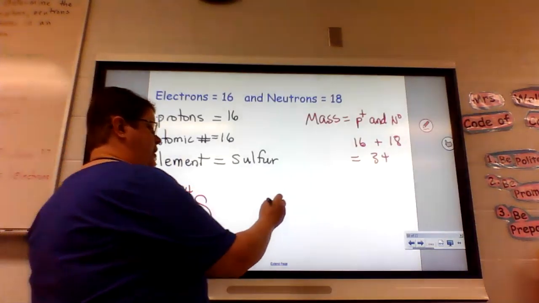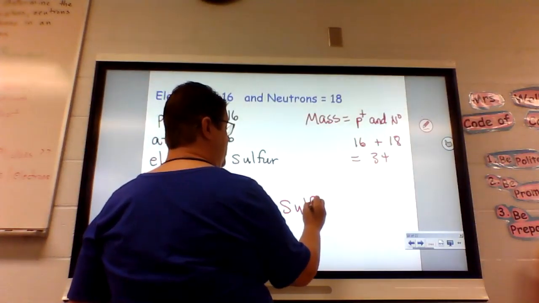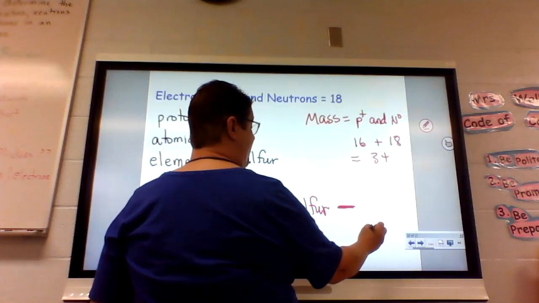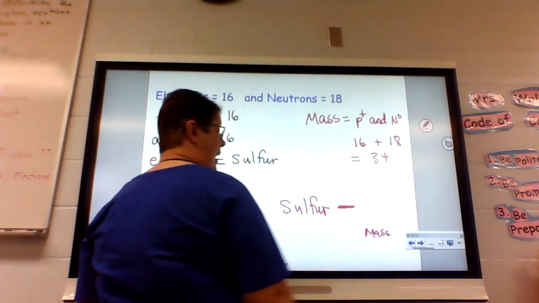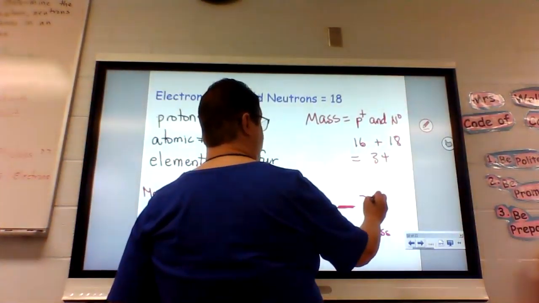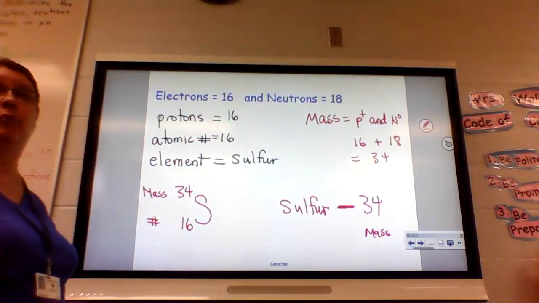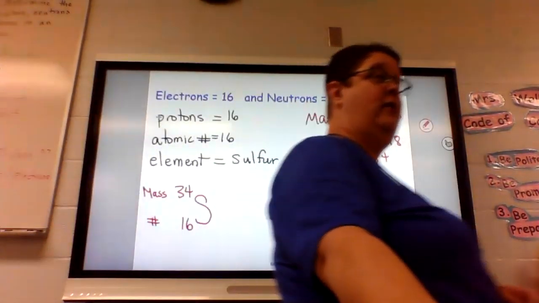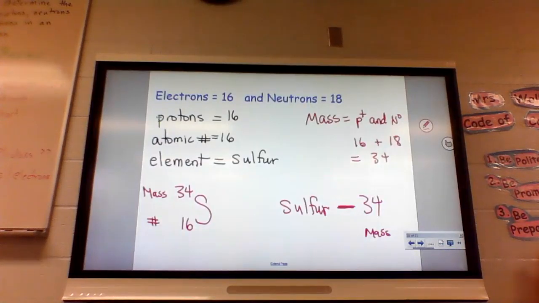Now, for hyphen notation, you write out the name. So you write sulfur, you put a hyphen in, and then after the hyphen goes the mass. So what's the mass? You put 34 there. This one does not have the atomic number in it. It's just the mass. Does that make sense? Okay? All right, so we're going to practice this before I throw in ions. This is similar to what we're going to do tomorrow.